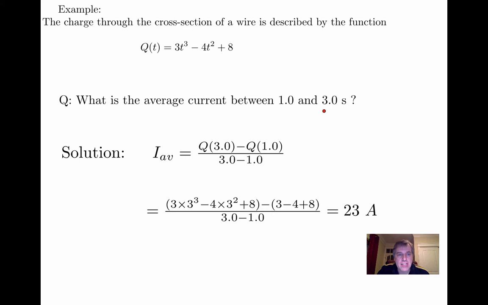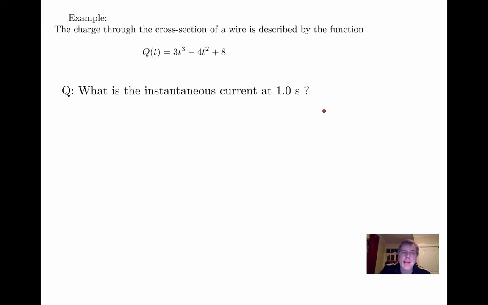Now that we've calculated the average current for 2 different delta t, we can ask, for the same function, which I repeated here so that you can see it on the screen, what is the instantaneous current at 1 second? Notice, for an average current, you have to specify 2 times, but for an instantaneous current, we just specify 1 specific time. Like velocity, you can ask the average velocity between 2 times or the instantaneous velocity at 1 specific time. So how do you calculate that? You just take the derivative.